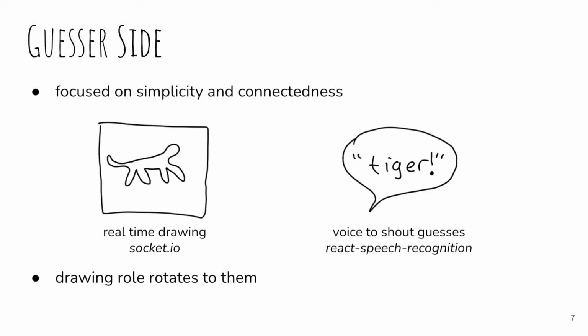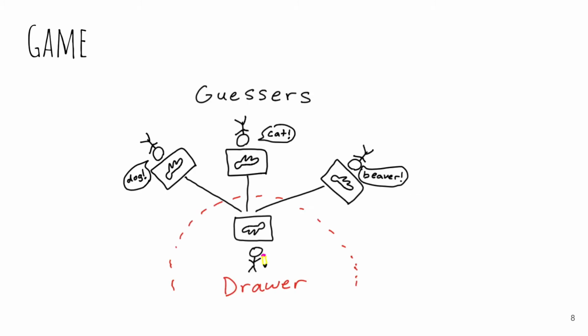It's just like in the real Pictionary game, they use their voice to shout out their guesses, and we'll catch those guesses using the React speech recognition library. But they also feel connected because they're able to see the real-time drawing of the drawers using a library called socket.io that connects the two types of players. And now onto the game.